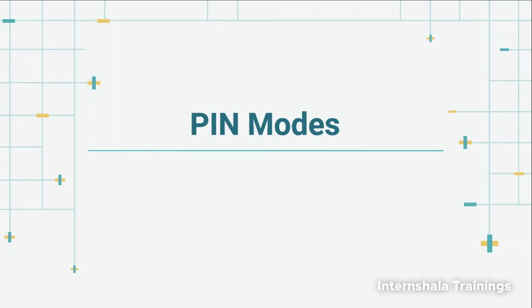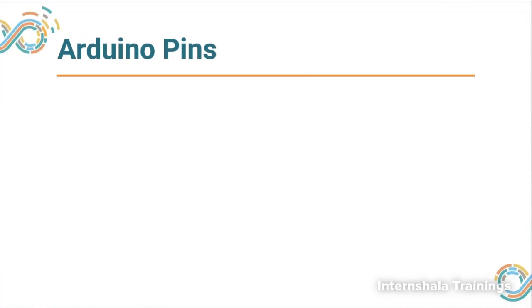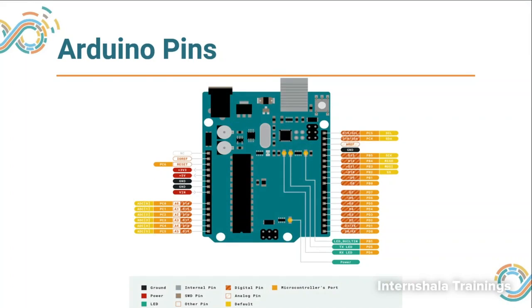Hello students, welcome back. Now we are going to talk about pin modes. Pin modes allow us to use Arduino pins either in the input or output modes. We had discussed that on the Arduino board we have different categories of pins. Some of them are input, some of them are output, and some of them can work as input as well as output. But at a given time, one single pin will work either as an input pin or an output pin.